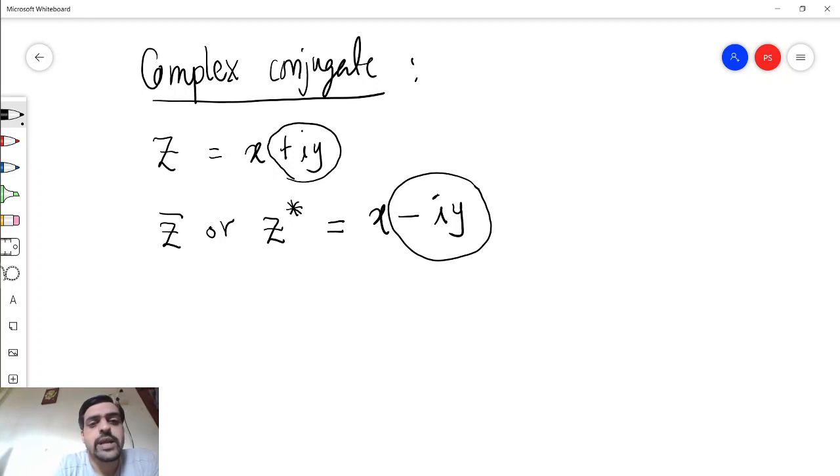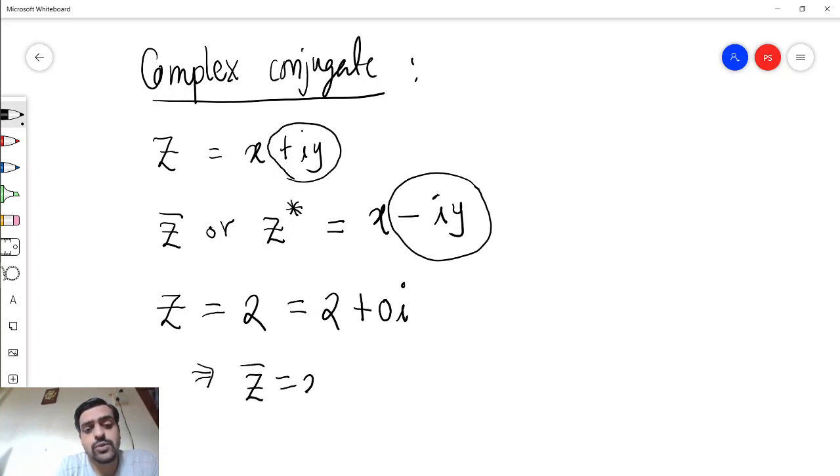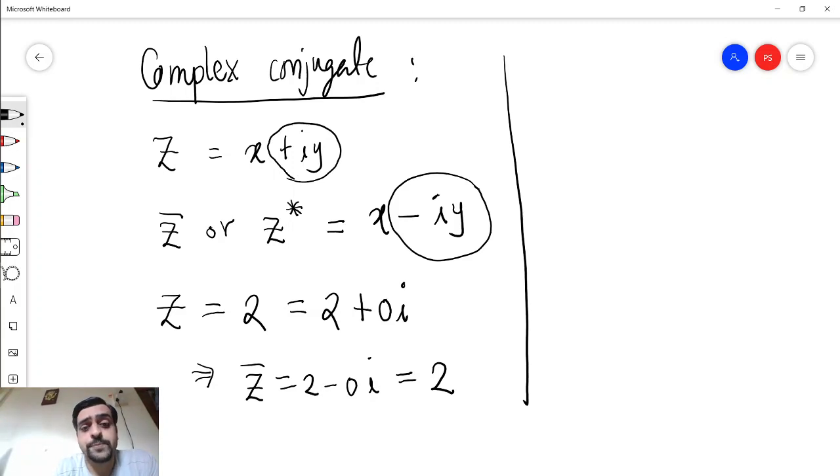Now, if somebody asks, what is the complex conjugate of a real number? Say z equal to 2. So we have earlier seen that this can be written as 2 plus 0i. So its complex conjugate will be z bar equal to 2 minus 0i, which is same as 2. So a real number is complex conjugate of itself.